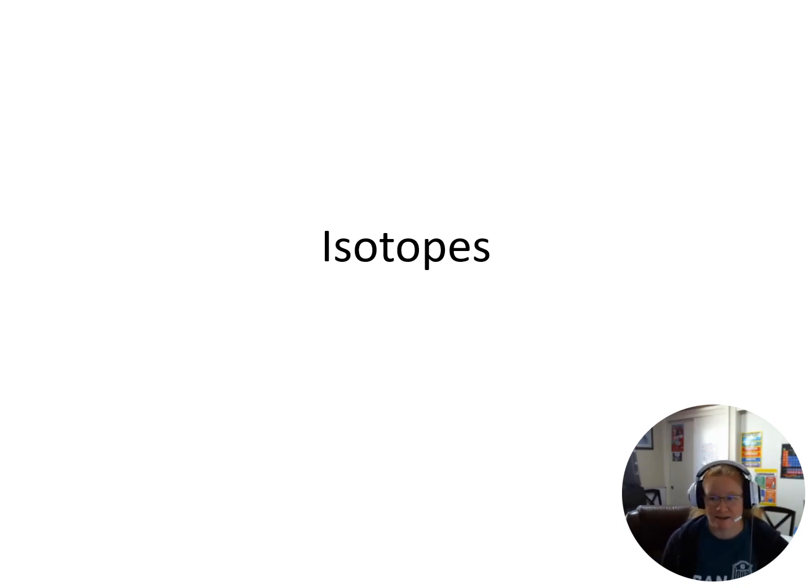Okay, let's talk about isotopes. So, I mentioned isotopes with Dalton's atomic theory, the part where Dalton proposed that atoms of a given element are identical in mass and behavior ended up not being true. Atoms of a given element are going to be identical in behavior because to change the element, I have to change the number of protons.